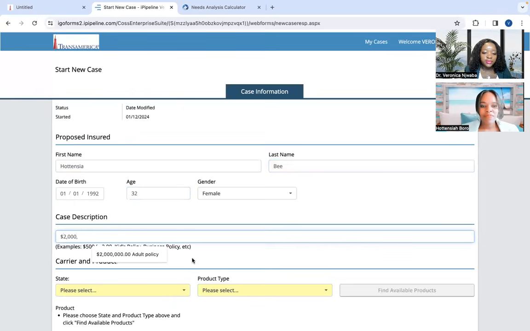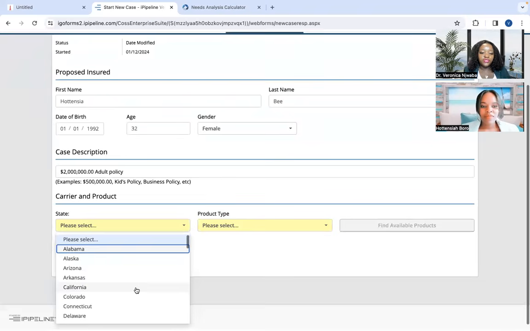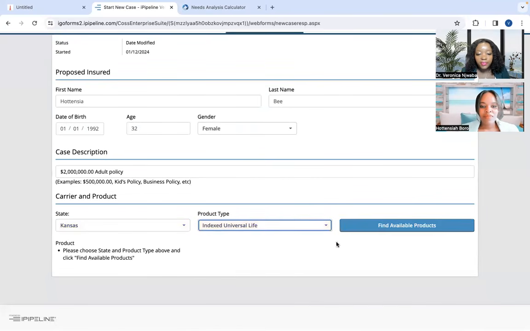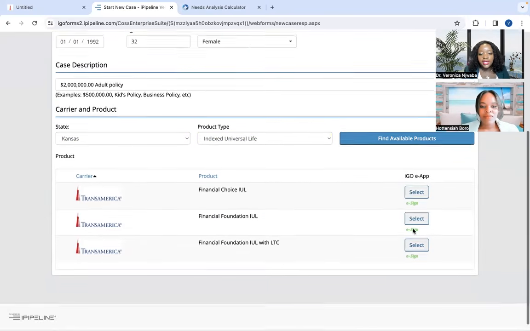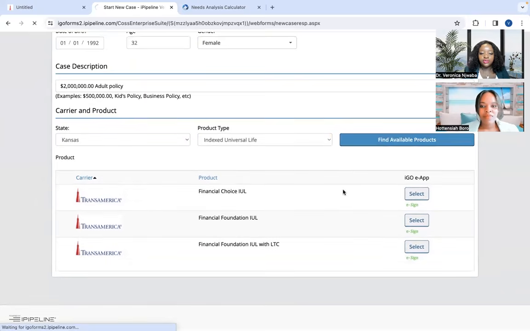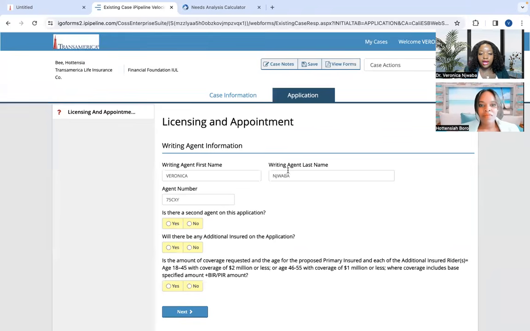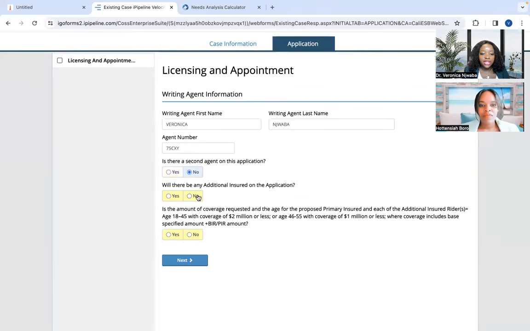Education for an adult, the state of Kansas, you see? And then product type, I'm going to put index universal life. And then right here, I'm going to click on select, because that's the account we're looking at. No second agent, no other insured. I'm going to select yes, because you're between the age of 18 and 45, and you're getting a policy of $2 million or less.